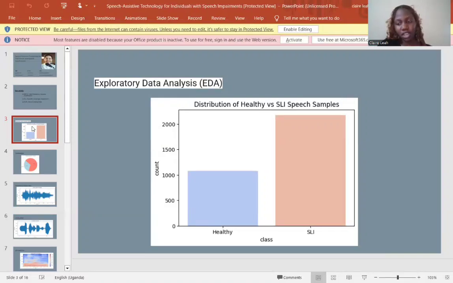So this graph compares the size of the healthy and the sick, the SLI, that represents the sick people that are stammering. The x-axis represents two classes, that is healthy and sick, and the y-axis represents the data sets. So it shows that the healthy data set is smaller than the data set for the sick people.